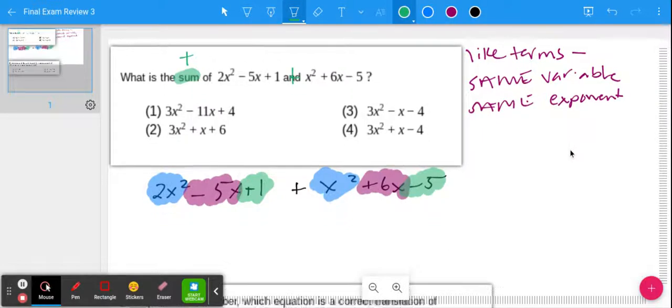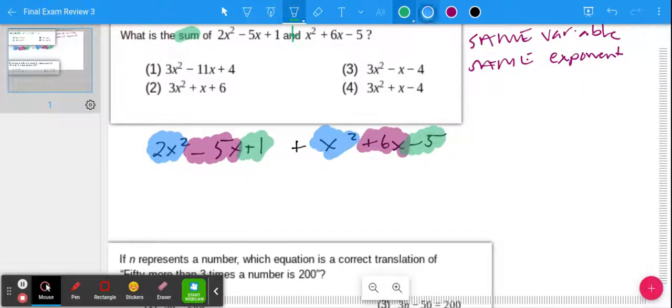So now that we've identified all of our like terms, let's actually start to combine them. 2x squared and x squared. Well, the x squared has an invisible 1 in front of it. So 2x squared plus 1x squared gives you 3x squared. You added the 2 and the 1. Negative 5x and positive 6x. Well, a negative 5 and a positive 6 combine to a positive 1x.